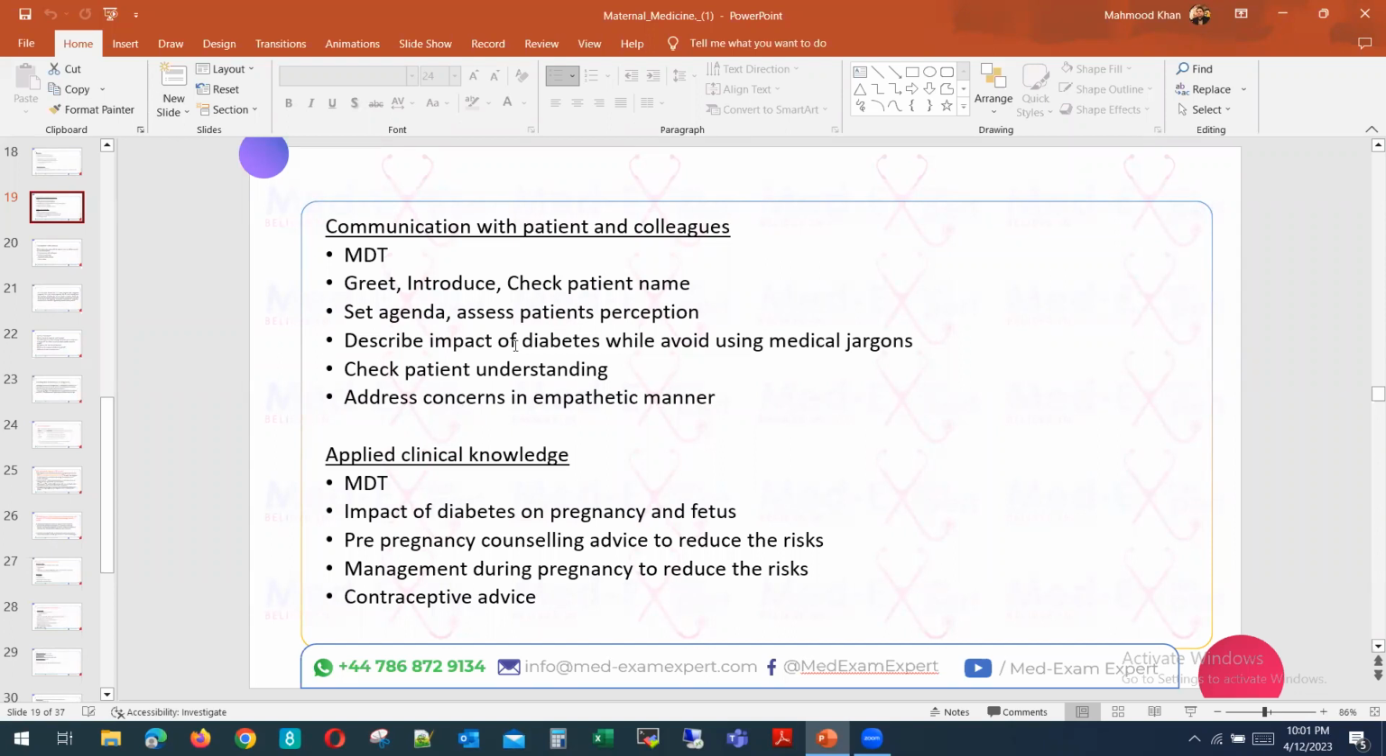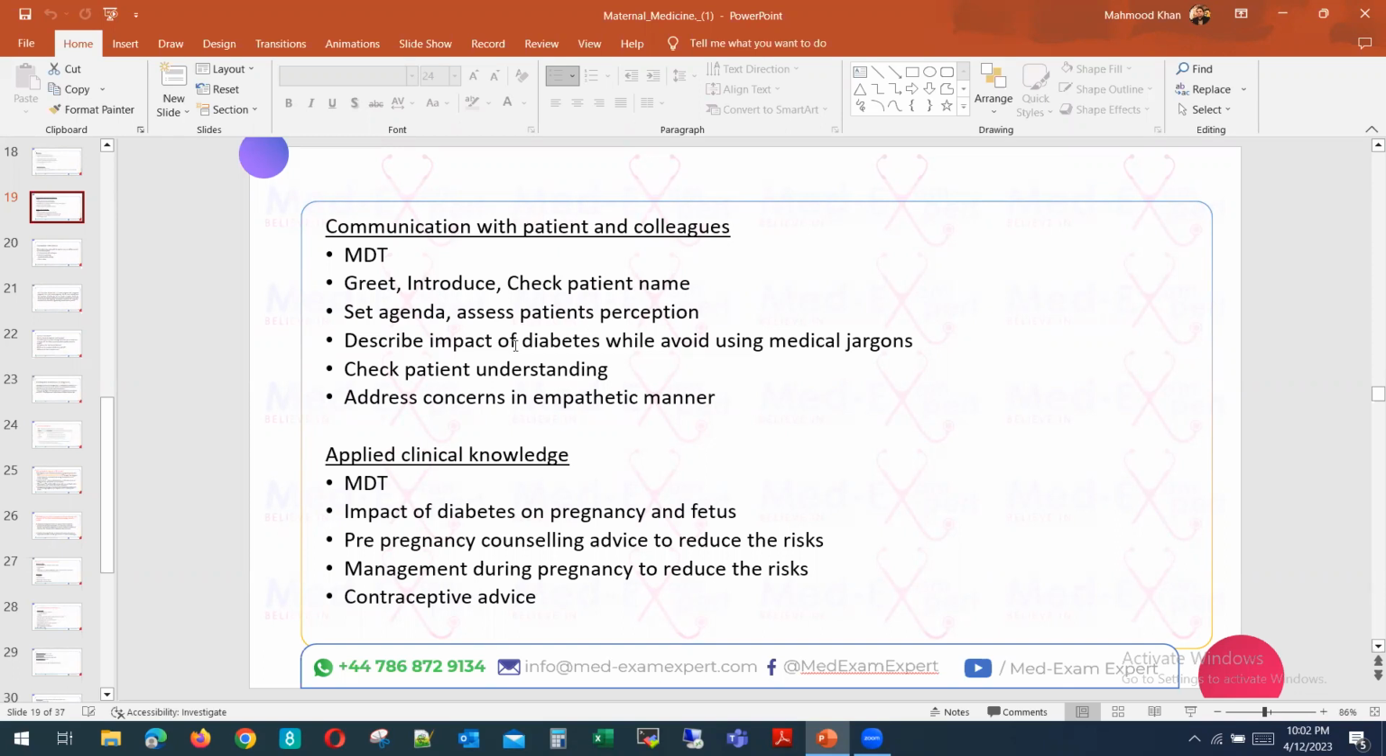So MDT, in the communication with patient, you did greet, introduce, and check the patient's name, set the agenda, assess patient's perception, describe the impact of diabetes while avoiding jargons. I'm glad that Memuna almost didn't use any jargon, so that was very good. Check the patient understanding, address concerns in an empathetic manner.